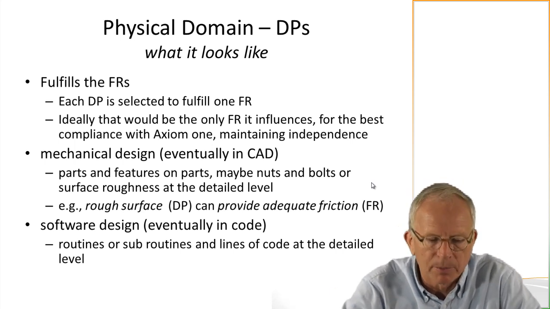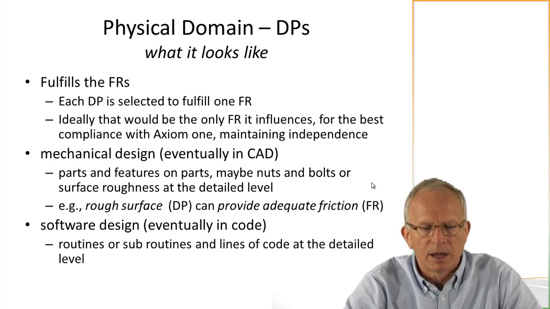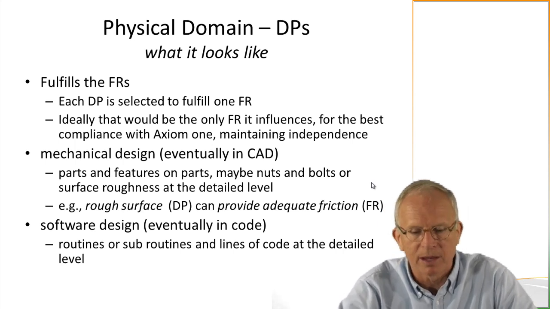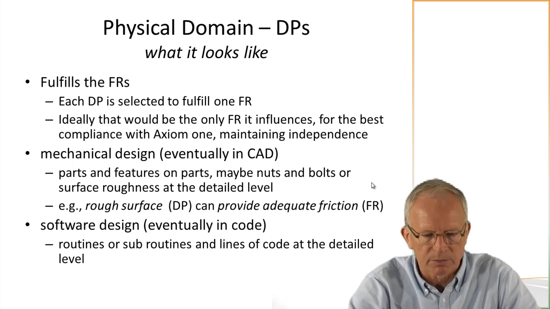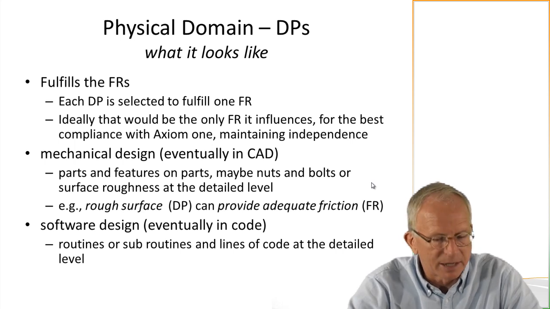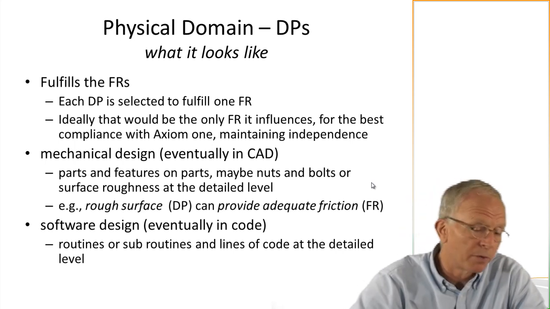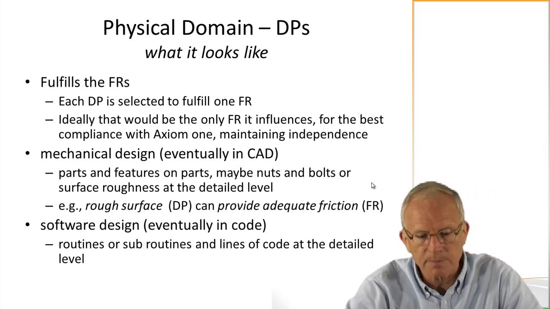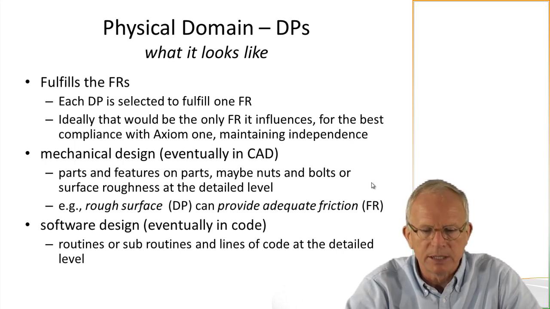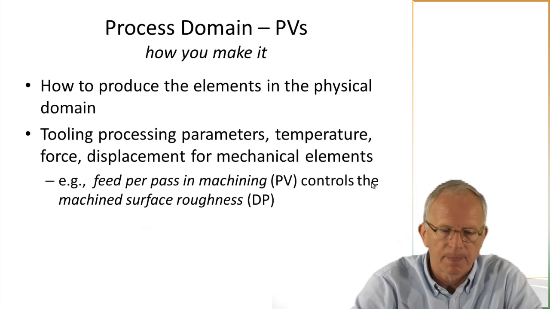So to follow up our example where the customer need is that something's not too slippery, then it needs a rough surface. This is a design parameter that can provide adequate friction, which was the functional requirement. So CN is it's not too slippery, FR adequate friction, DP rough surface. Now, if we were designing, say, software instead of a physical part, we would be looking at routines or subroutines, and lines of code would be the most detailed level, perhaps.